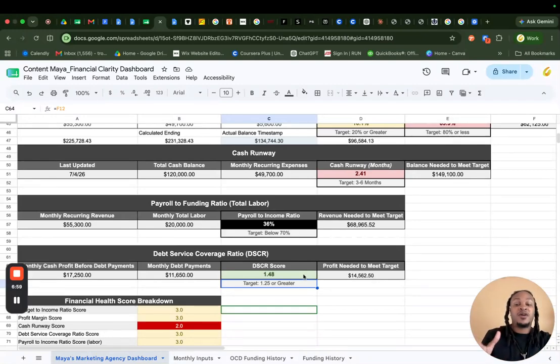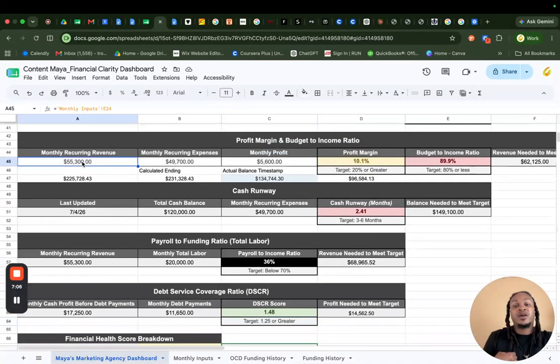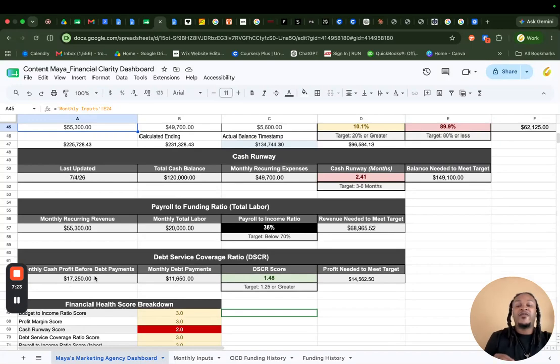So this is Maya's marketing agency. One thing that Maya can take away from this is that at monthly recurring income of 55,300, she is in a good spot. Monthly cash profit before debt payment, 17,250, is a great spot to be in because she could take on more debt. So here you see the higher you are above 1.25, the stronger you look to lenders in your ability to pay back on monthly debt payments.